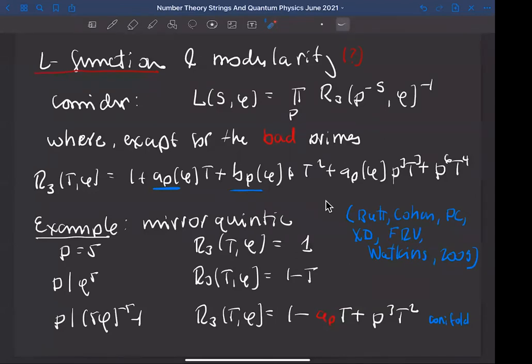I might say something about this later, but the point I want to make is that once you can compute these things, you can start asking lots of questions about them, for example whether this is associated to some modularity. In the case of the conifold, which is a singular point, R3 degenerates into a polynomial of degree 3 with some coefficients, AP, that are also coefficients of a modular form. And this was known, in fact. So this is, in some sense, no surprise.